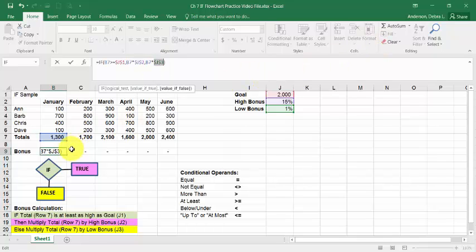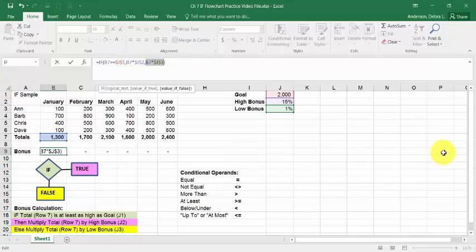So now my formula changes to equals if, parentheses, B7 greater than or equal to J1. This is my question, comma, if that's true, B7 times J2, J2 is absolute, that's my true right here, comma, false, B7 times J3, J3 is absolute, that's my false. So the syntax is equals if, parentheses, what is my question, comma, what do I do if it's true, comma, what do I do if it's false? Again, you have to have all three.